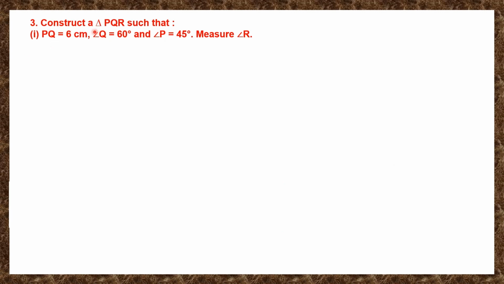Question 3. Construct a triangle PQR such that PQ is 6 centimeters, angle Q is 60 degrees, angle P is 45 degrees. So here we've been given two angles and an included side. So two angles and one side, and we're also asked to measure the third angle R.